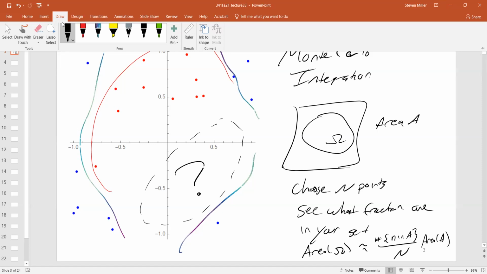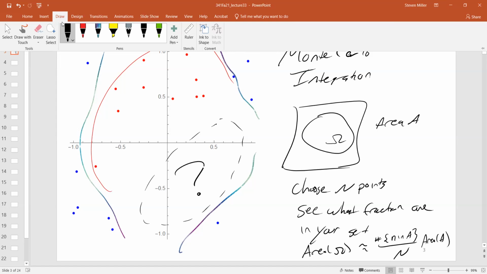How do you evaluate a 300 dimensional integral? Well, if you have a region where you can tell very easily, am I in the region or not, then this technique is beautiful. You don't need to be able to evaluate the function precisely. You just need to be able to tell, am I in the region or not? Am I, say, between two curves or in some region?